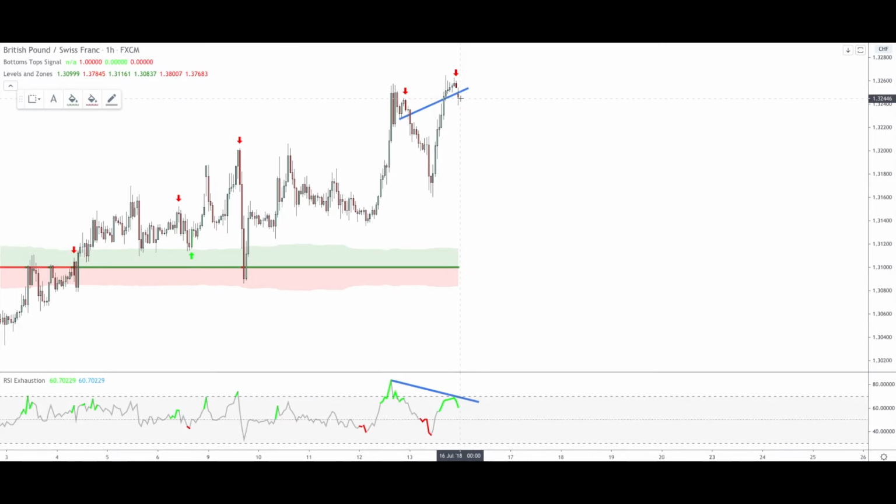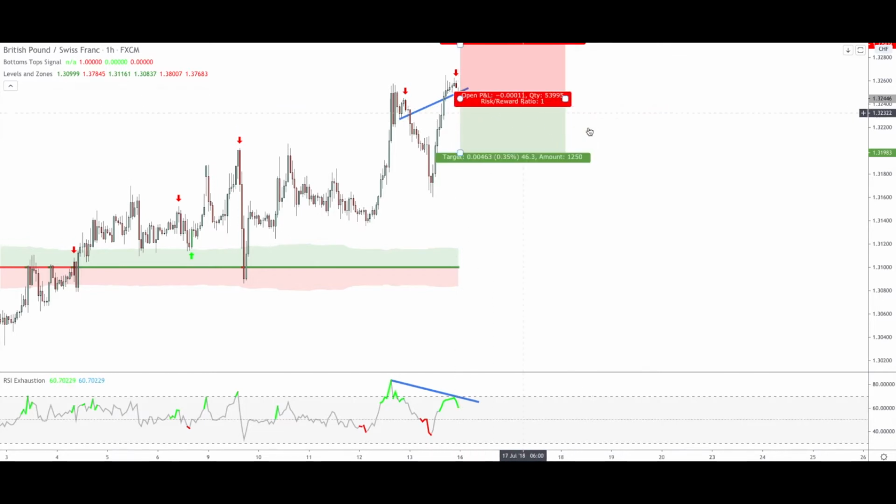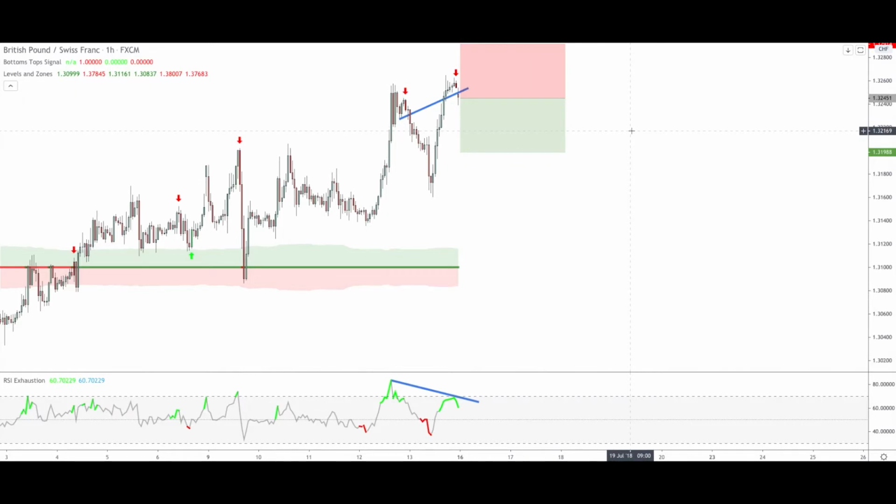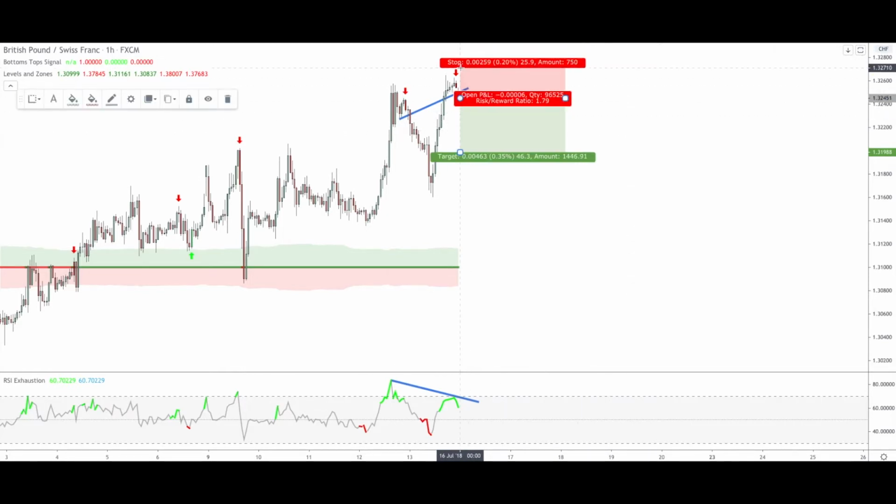And I already set it in my trading account, and it looks like this. The entry price is going to be this one. Yep, the entry price is going to be this one. The stop loss is going to be, let me see, this one.